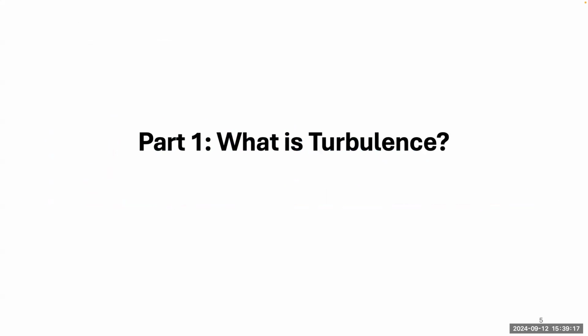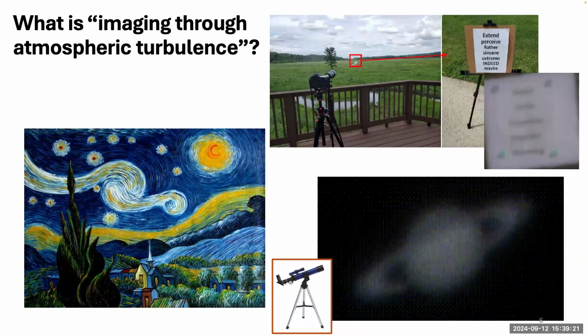But maybe the first goal I should have in mind is to talk about what is turbulence, okay? So when I think of imaging through atmospheric turbulence, I think of this kind of mirage-like effect, okay? So if you're in West Lafayette, you set up a telescope, look at Saturn, you see this kind of look, okay? Or if you put some sort of poster with words on it about 500 meters away, you zoom in, you see this shaking effect.